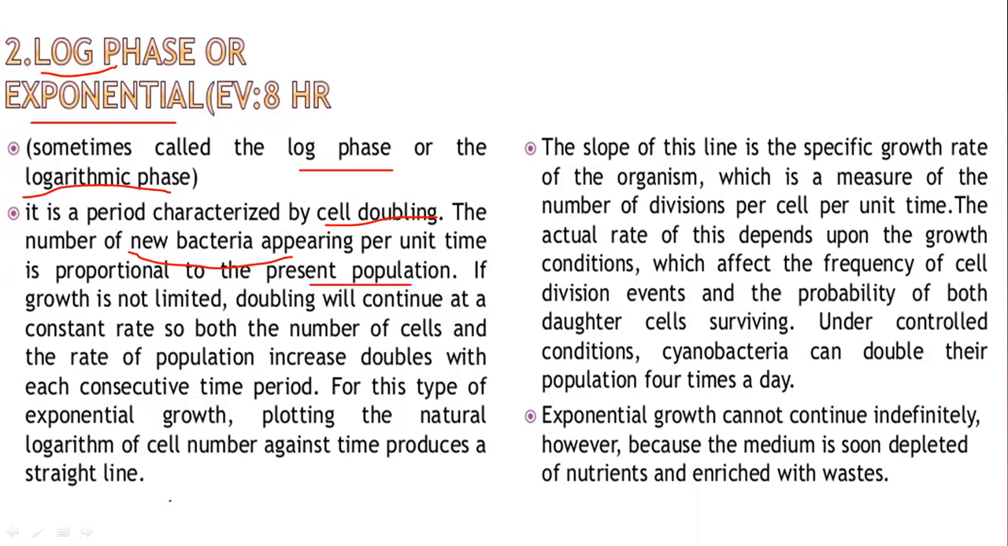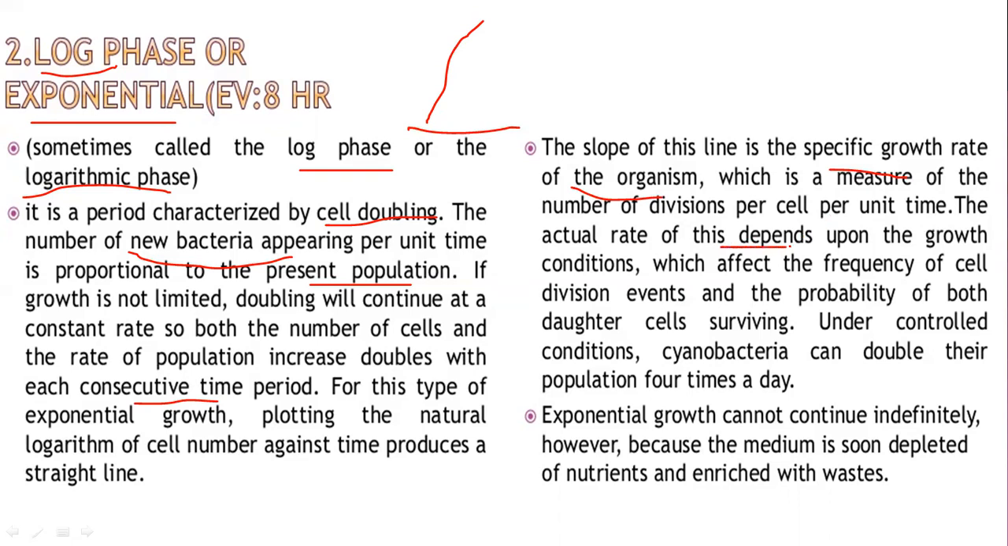The growth is not limited, but doubling will continue at a constant rate. So both the number of cells and the rate of population increase, and it doubles with each consecutive time period that passes. So we can plot the graph of the natural logarithm of the increase in cell population against the time passing. Here the slope gives the rate of increase in number, or the specific growth rate of the organism.